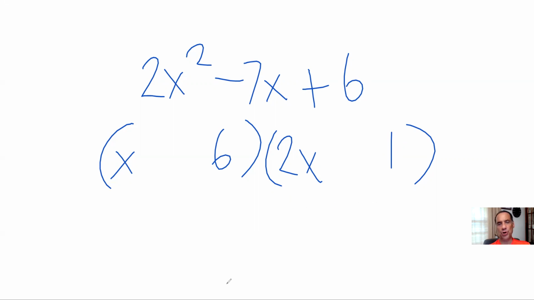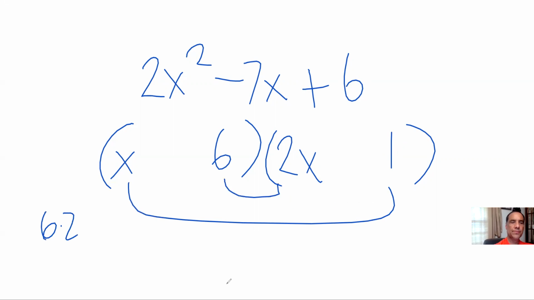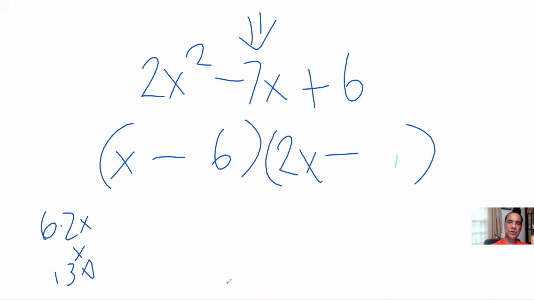The first and last work, but do the outer and inner work? You're going to find out that one is 12x and the other is x, and that's 13x. And I'm trying to get a -7x. Since I'm trying to get a negative, I might realize I need 2 negative signs, and I also need 2 negative signs because of the +6. But that particular combination did not work. So I'm going to have to try another combination.